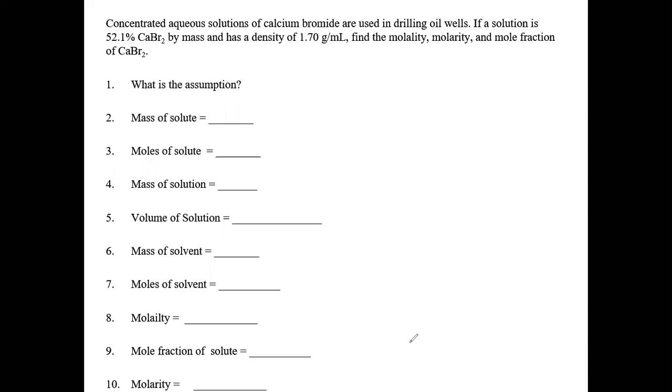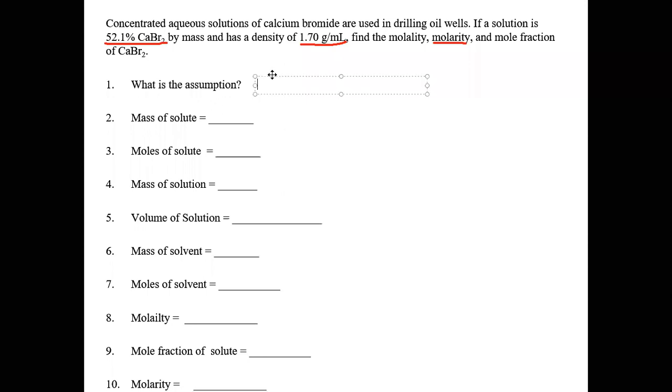So again, if we're looking here, what's important is it's given us the mass percent. In addition, since we're wanting to find molarity, it's given us the density of the solution as well. So this is the density of the solution. Now, since it gives us the mass percent, the assumption is we assume 100 grams of solution. So if we assume 100 grams of solution, we know the mass of solution.